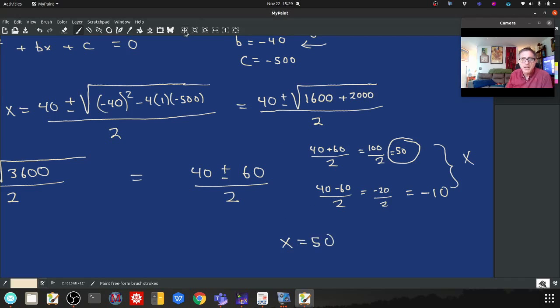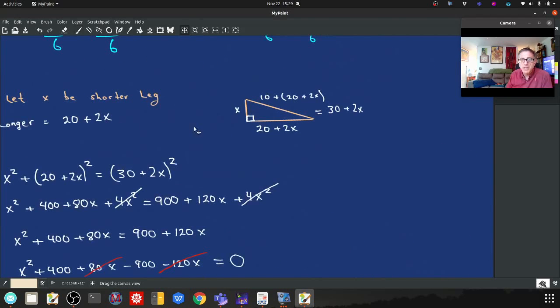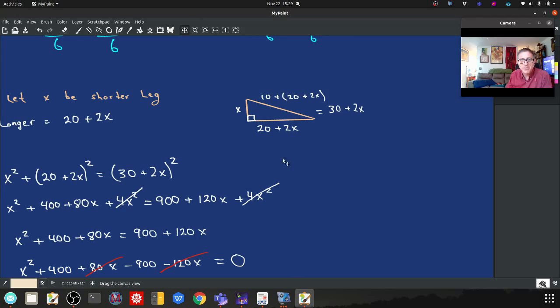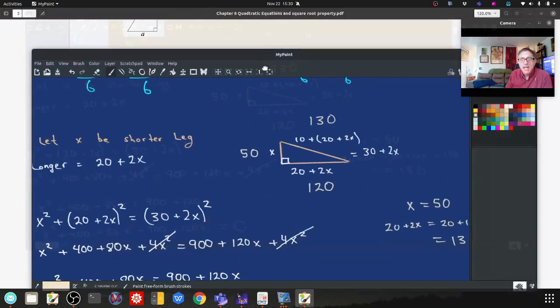But we want to know the sides of the triangle. So we go up here and we start writing them in. So one side, x, is equal to 50. The other side is 20 plus 2x, which is 20 plus 100, which is 120. And the other side is 10 more than that, which is 130. So the sides are 50, 120, and 130. And that's all we're going to do.